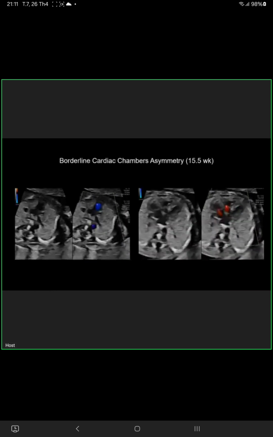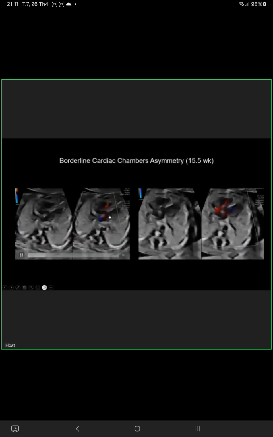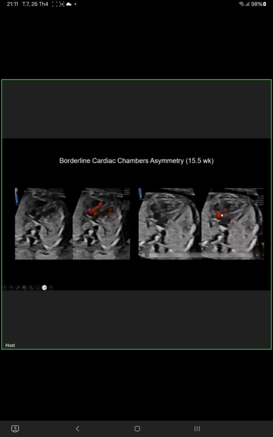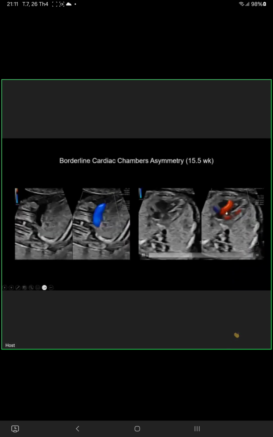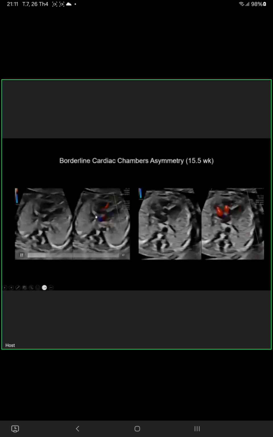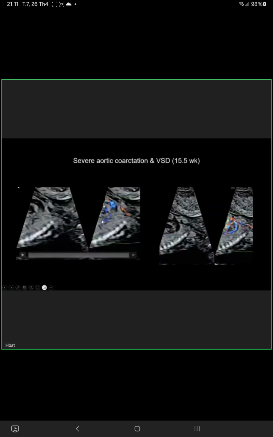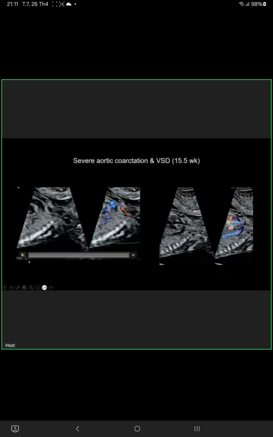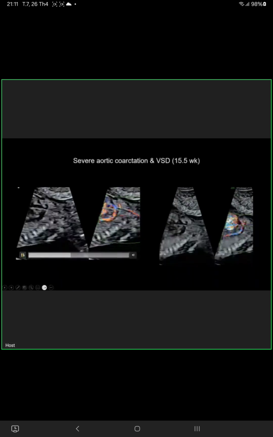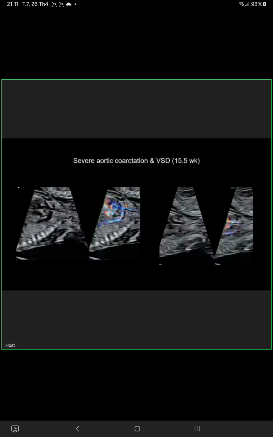Borderline asymmetry of the four-chamber view at 15 weeks and 5 days, very subtle. But something is wrong here. You can see here flow from the left to the right through a VSD and an absent aorta in the three vessels view. It was severe aortic coarctation with VSD. The VSD protected the left ventricle from hypoplastic left heart. Okay?